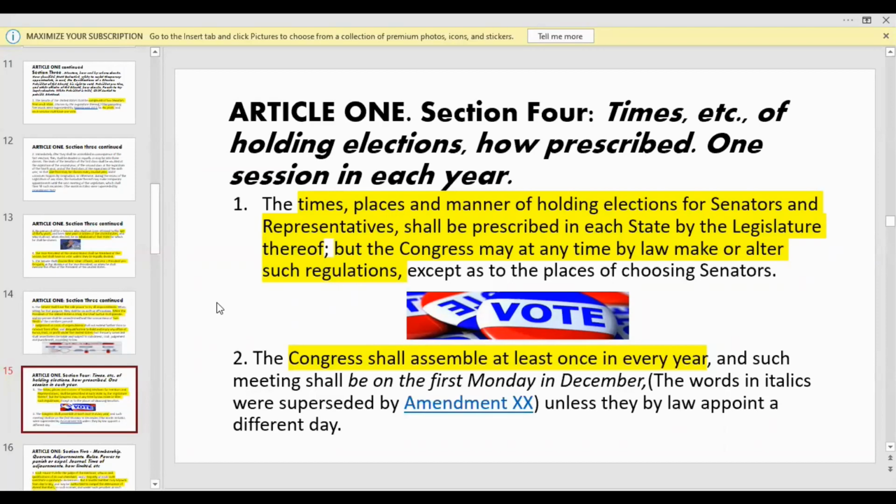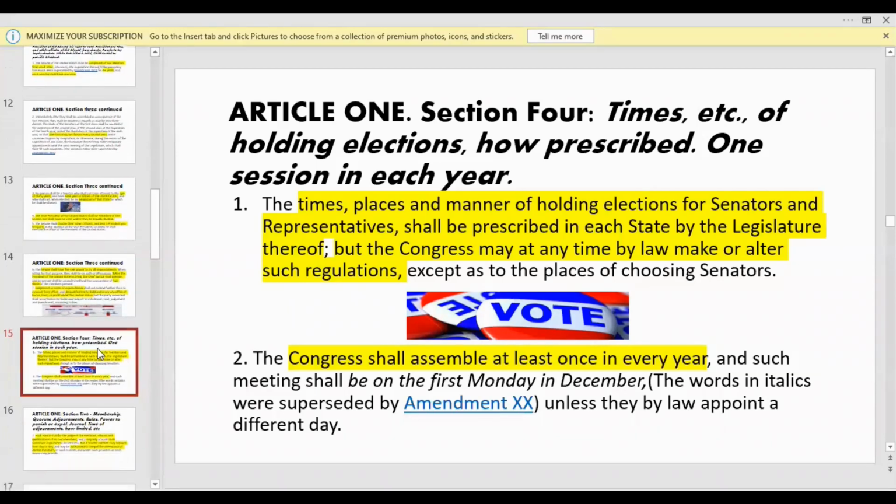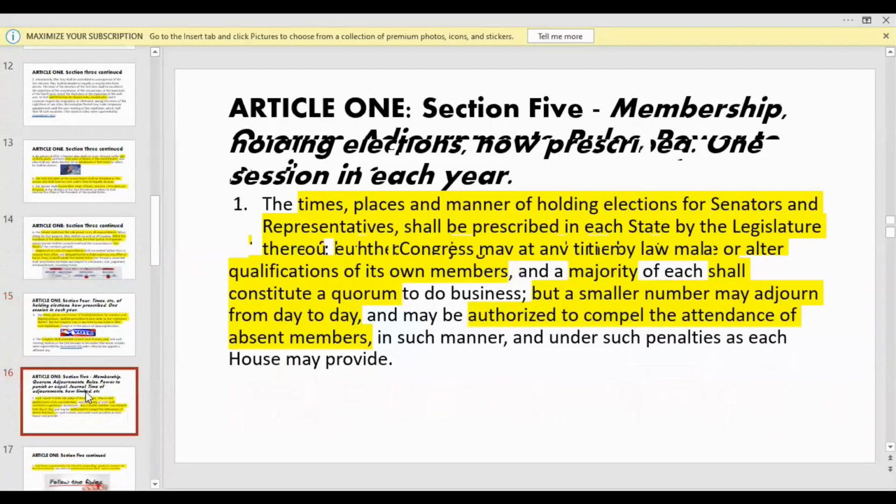Congress shall assemble at least once in every year. We don't need to spend a lot of time on that, although there are some interesting issues, but let's move on to the next slide.